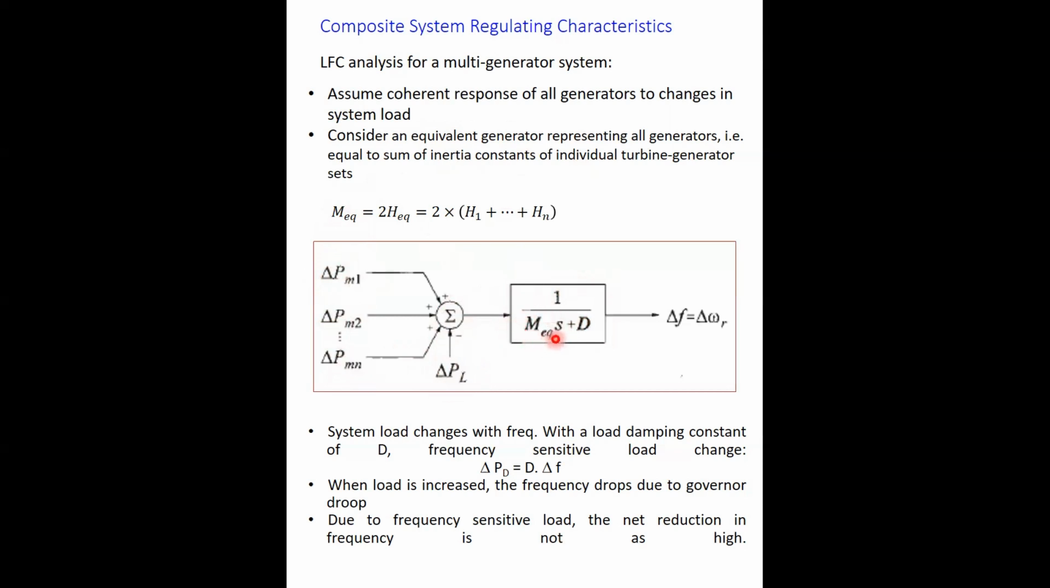So you have equivalent inertia here for the system, and then the load damping constant, and that is the frequency here. Then here we are discussing the composite regulation characteristic. So this part is for the generator side, and then if you take into account the system load, which with the frequency, system load changes with the frequency. So that means the frequency sensitive load.